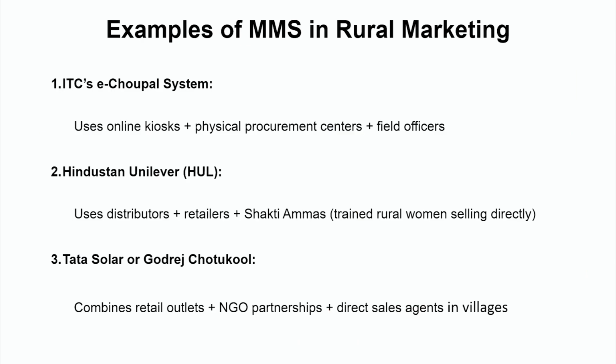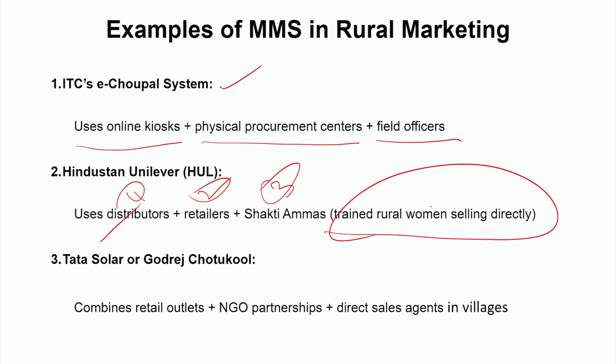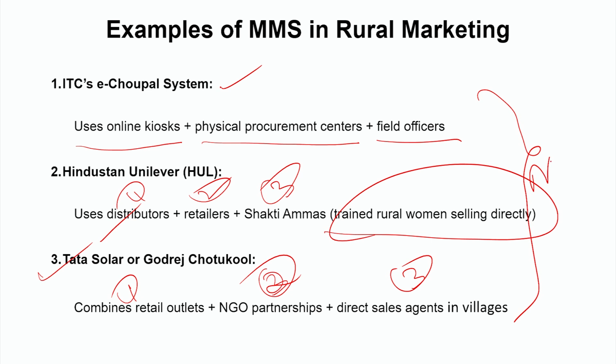A very good example that we can take for MMS is the ITC e-Choupal system. It works using online kiosks and physical procurement centers along with field officers. Second example: Hindustan Unilever Limited uses distributors 1, retailers 2. Third is Shakti Amma. We have talked about Project Shakti. Then Tata Solar, and the example of Godrej Chotukool. It combines retail outlets 1, NGO partners 2, and third is the direct sales agent in the villages. So, they all are using multiple channels.